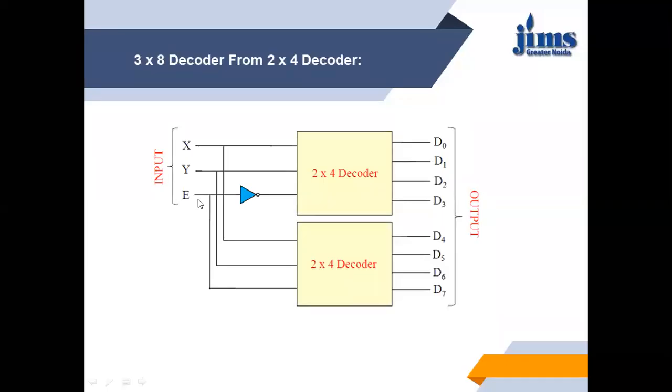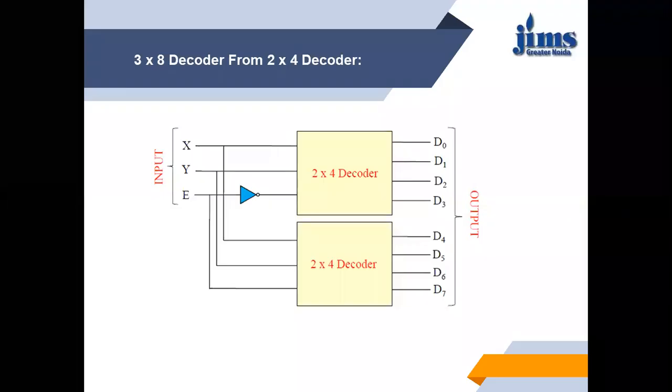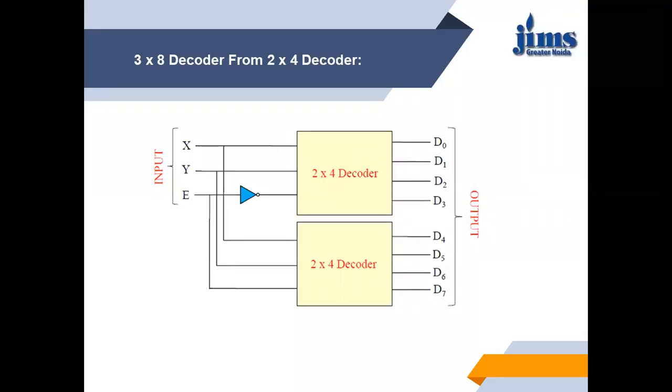And I have used the third input as enable. For the first decoder, enable is 0 with the NOT gate, and for the next decoder, enable is 1. So here we have used positive logic. That means whenever enable is 0, the decoder will not work, and whenever enable is 1, the decoder will work. So these are the three inputs A, B, C.